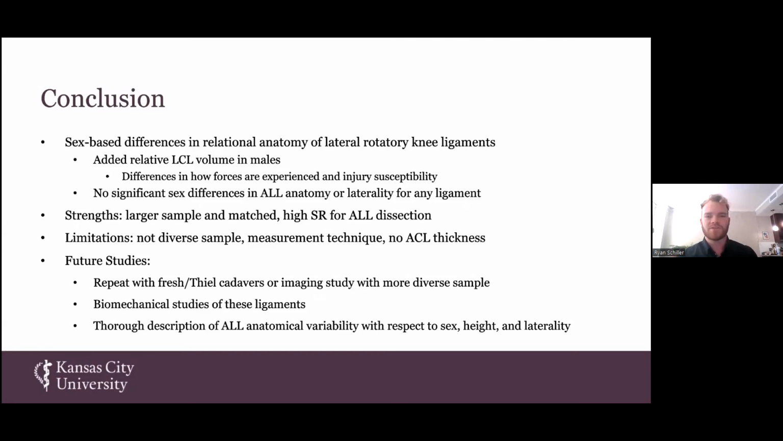And also, since we saw the variabilities of the ALL with 2 of the samples running deep to the LCL, any study that includes the ALL in the future could do a thorough description of these anatomical variances with respect to sex, height, and laterality, since we saw both of them in a tall male on their right side.